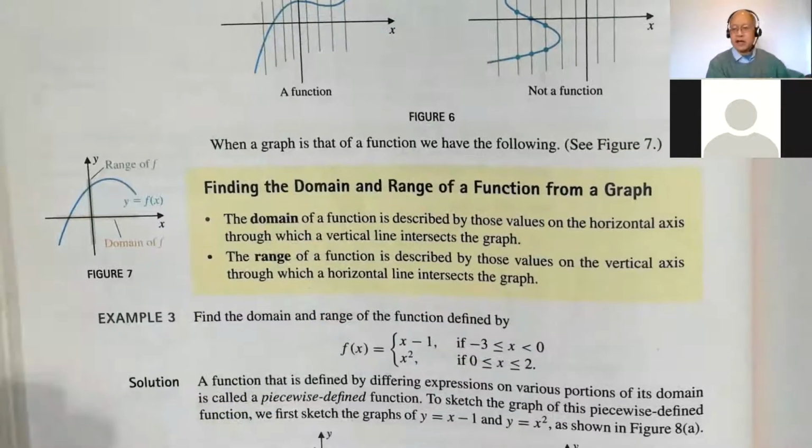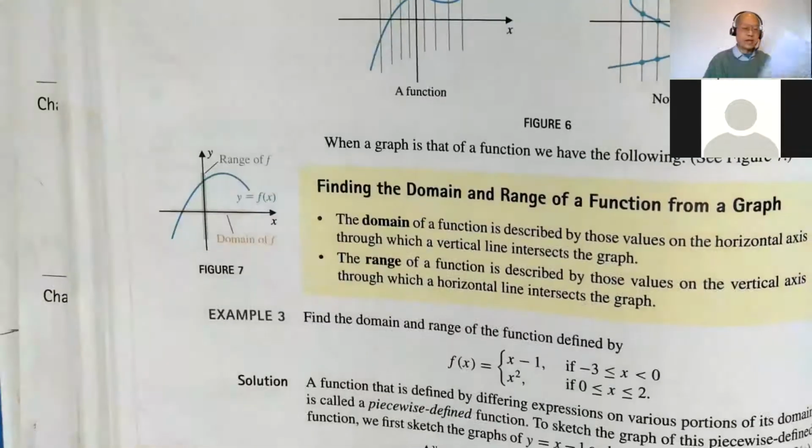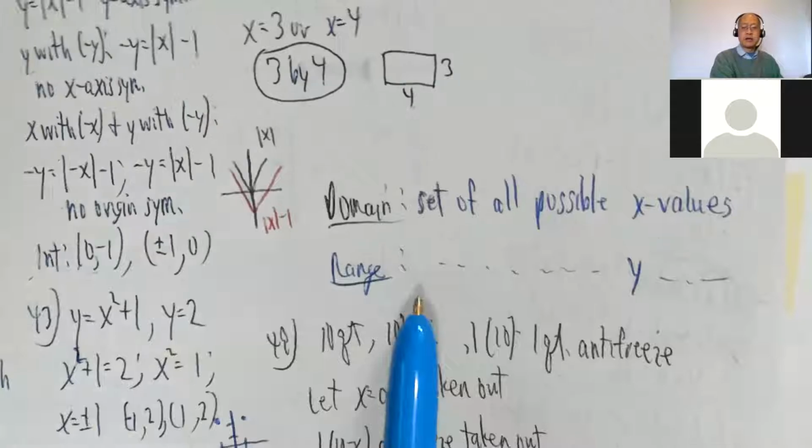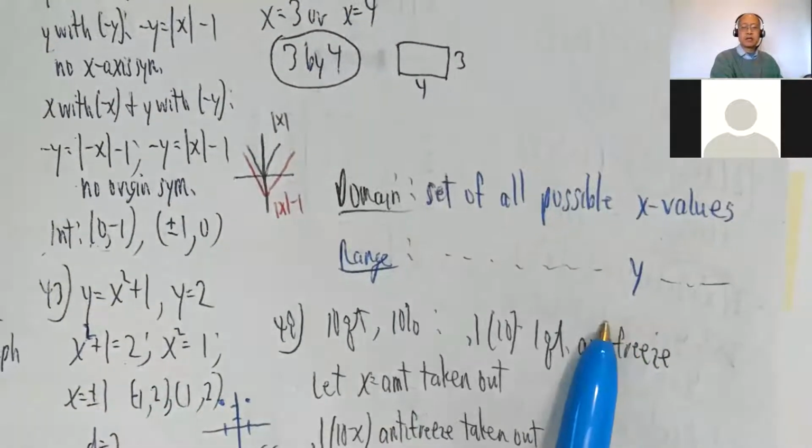Again, their idea of domain and range, I don't really like the way they say it. It's correct, but I think it's easy to just go by this. Domain, set of all possible x values. Range, set of all possible y values.